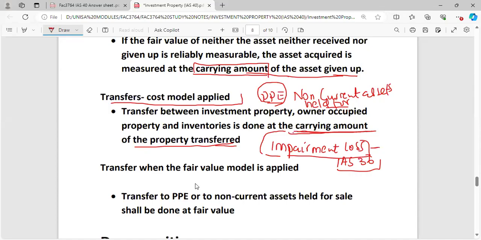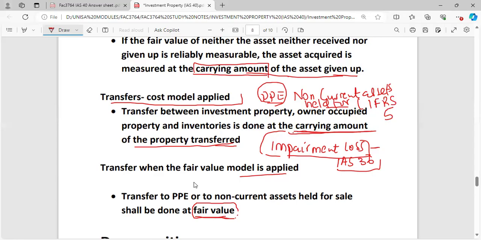Right, then when you are using the fair value model, you take it at fair value. So you are going to take it at what? At fair value, if you are using the fair value model. The fair value after you add the fair value adjustment is now the value that you transfer either to PPE or to non-current assets held for sale. I think we're also going to do this one. It's no more in IAS. This one is International Financial Reporting Standard 5.